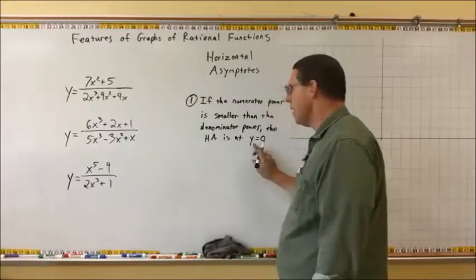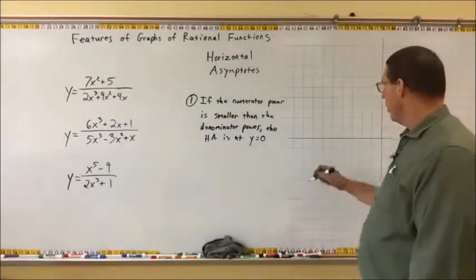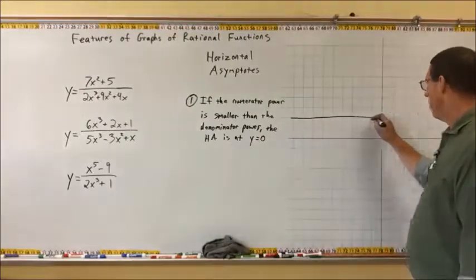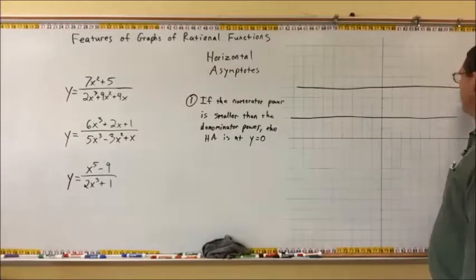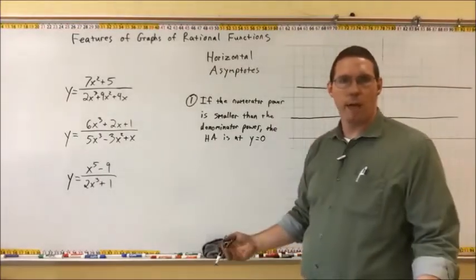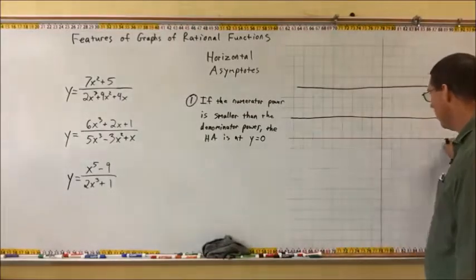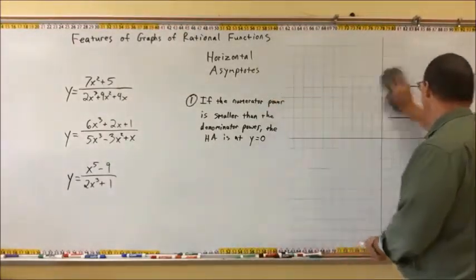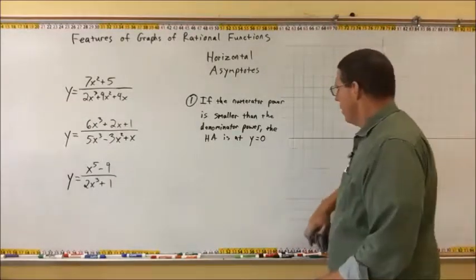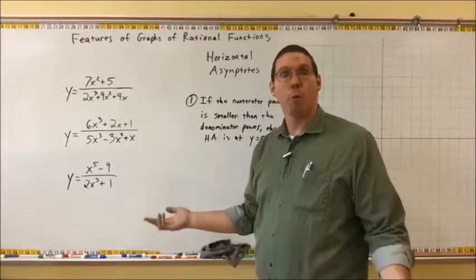Why is it y equals? Because horizontal lines are represented by y equals. Look, this is the graph of y equals 2. This is the graph of y equals 5. When you have y equals a number, that's just a horizontal line. So y equals 0 is a horizontal line at 0. And so here, if the numerator power is smaller than the denominator power, then the horizontal asymptote is always at 0.